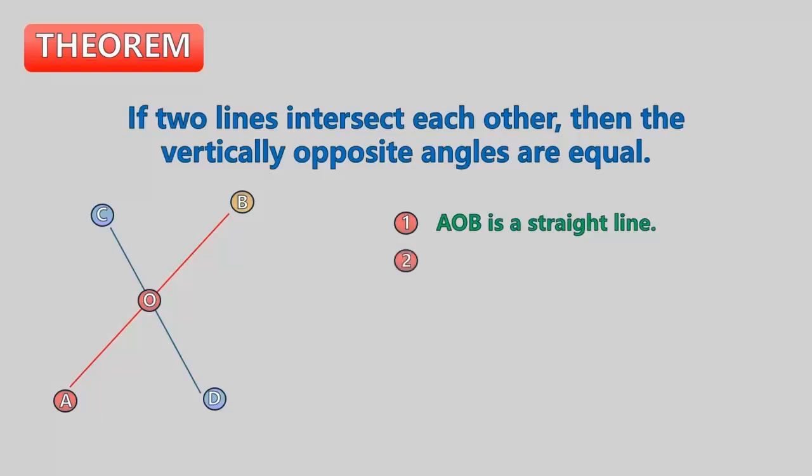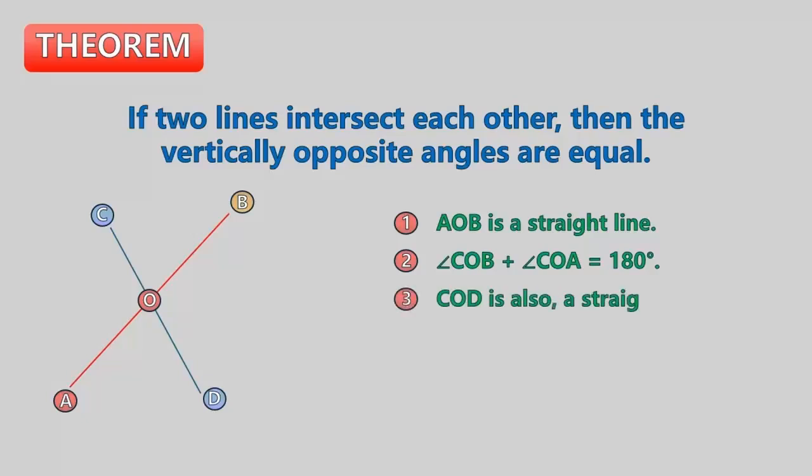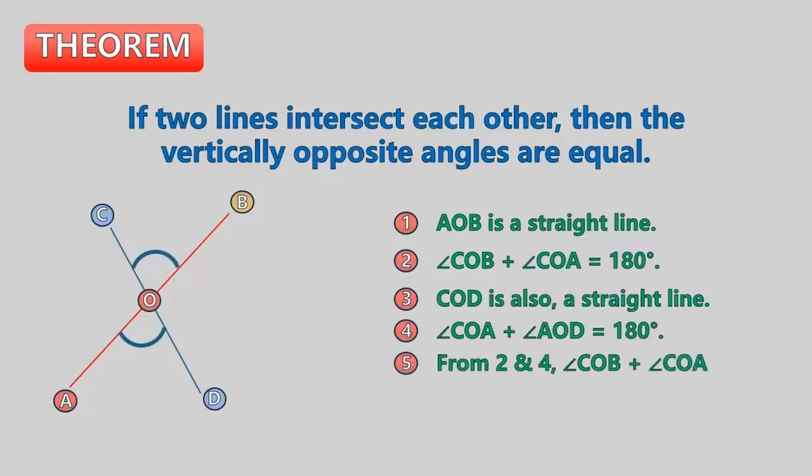So if we add COB and COA, you get 180 degrees. Similarly, COD is also a straight line or a straight angle. So the sum of COA and AOD is also 180 degrees. So from 2 and 4, we can see that COB plus COA is equal to COA plus AOD. Now if you cancel off COA from the left-hand side and right-hand side, you will get COB equal to angle AOD. So we have proved that the north-south opposite angles COB and AOD are equal.